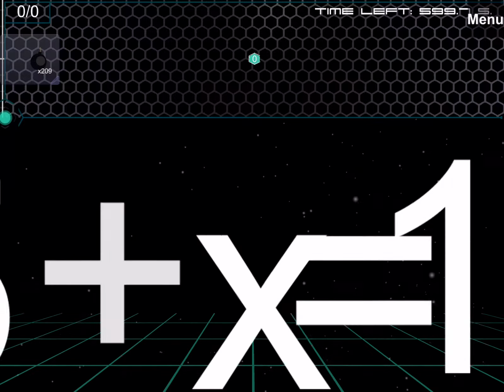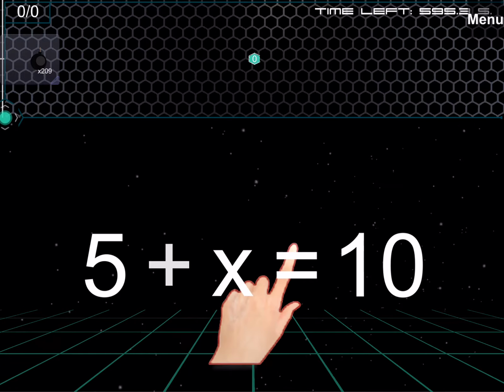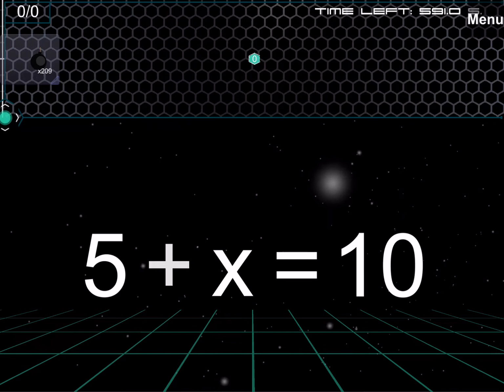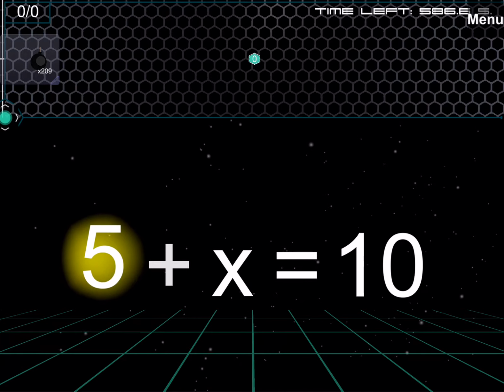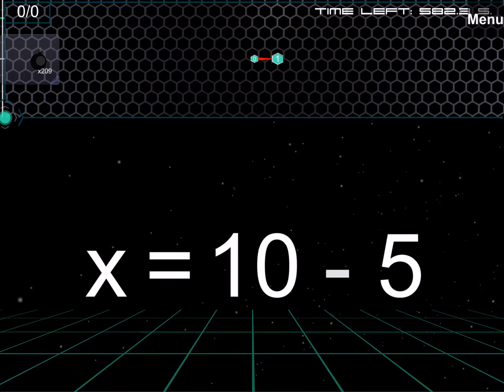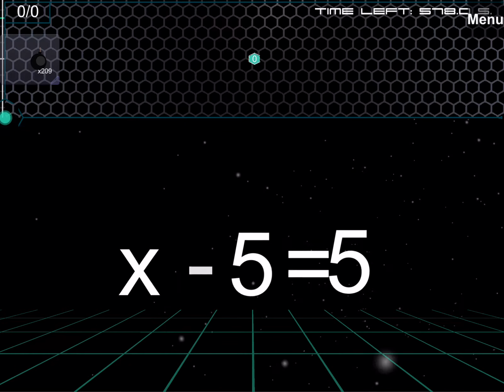Okay, now we are going to learn how to move terms. So if you know how to solve this equation, you basically subtract 5 from both sides of the equation, and that resulted in moving this 5 across this equation to become a minus 5, and then just do this 10 minus 5, you will get 5.